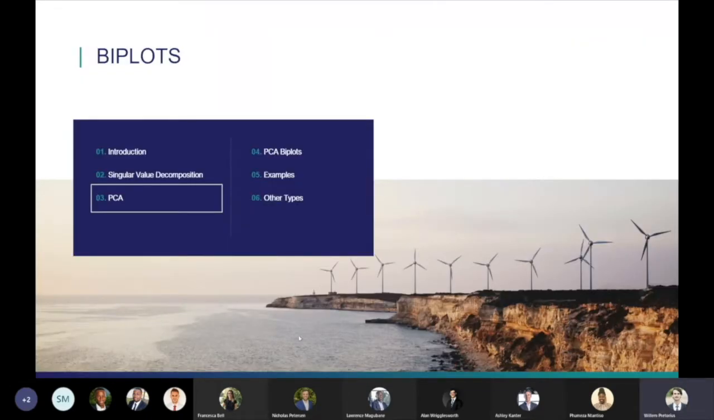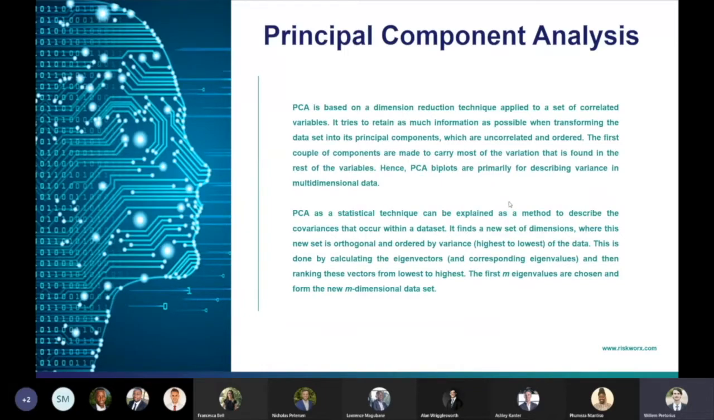So let's move on to PCA. I'm not going to go into the mathematics of principal components as they can be derived directly from the SVD. However, we will look at how PCA is used to derive the biplot. PCA is a dimension reduction technique applied to a set of correlated variables. It tries to retain as much information as possible when transforming the data set into principal components, which are uncorrelated and ordered. The first couple of components are made to carry most of the variance found in the rest of the variables.